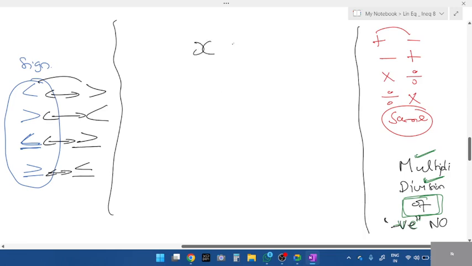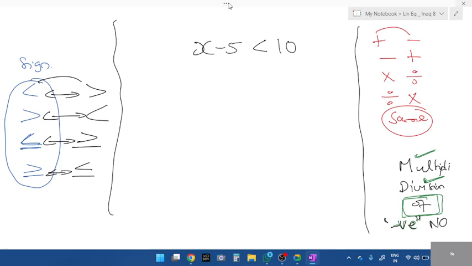Question. X less than minus 5 less than 10. What sign is there in between, students? Addition, subtraction, multiplication or division? All of you will respond.